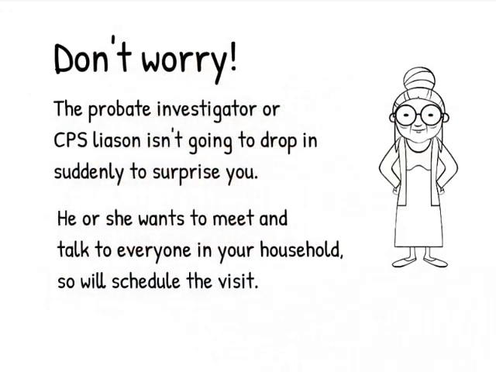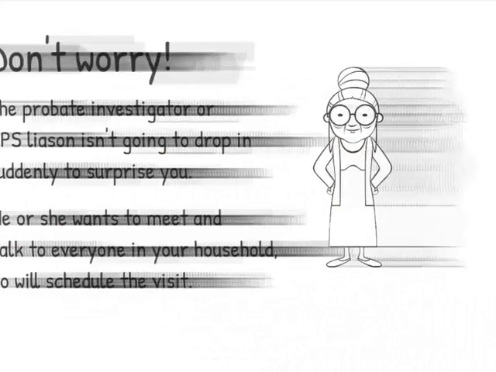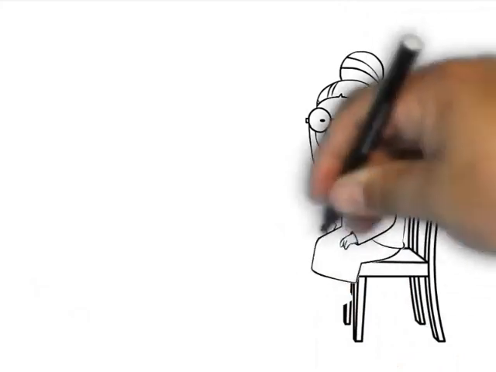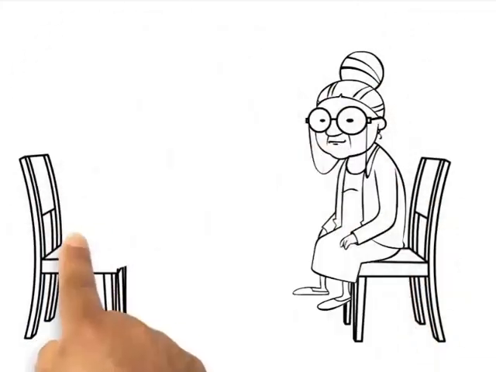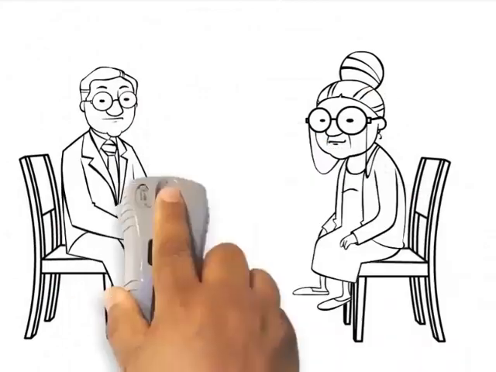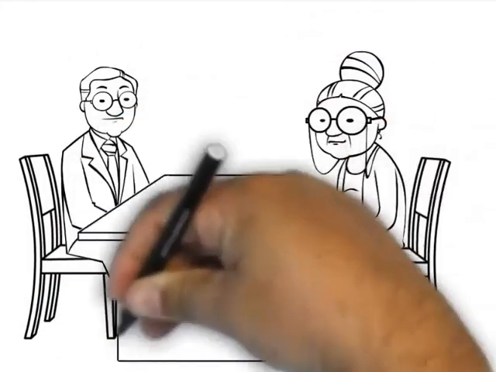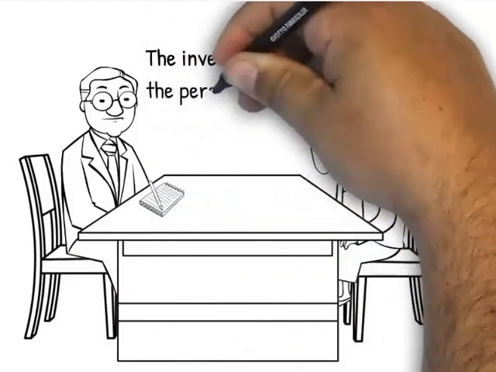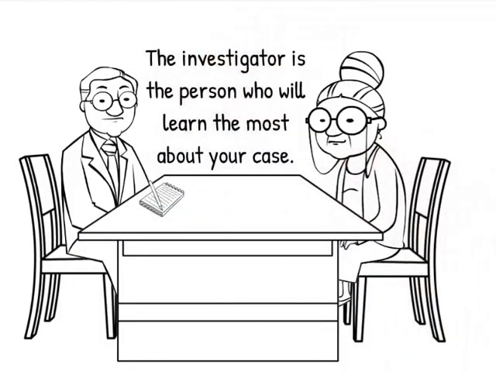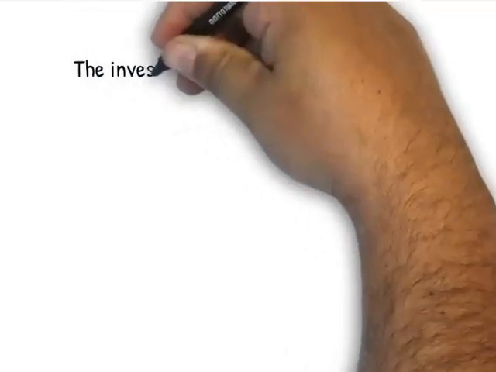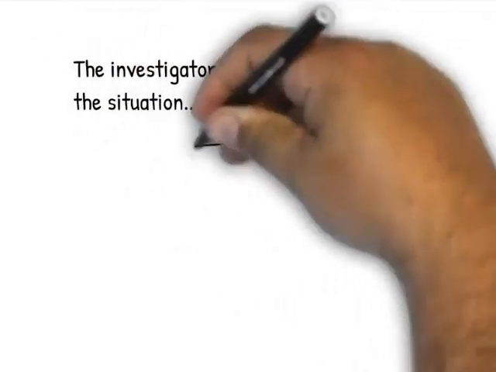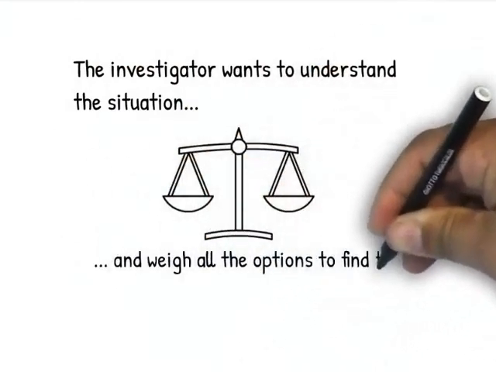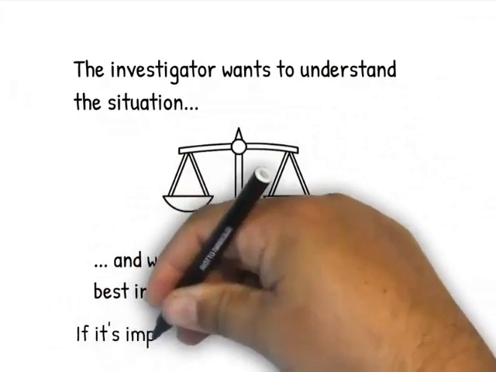The probate investigator will be the one person in the case that you have the greatest opportunity to speak to about the details of the case. He or she, by the time the home visit is done, should understand completely what the situation is and why the guardianship is necessary, so please be frank with him or her. The investigator really wants to understand the situation so that he or she can weigh all of the possible options and make a recommendation that is in the child or children's best interests. If it's important, be sure to mention it.